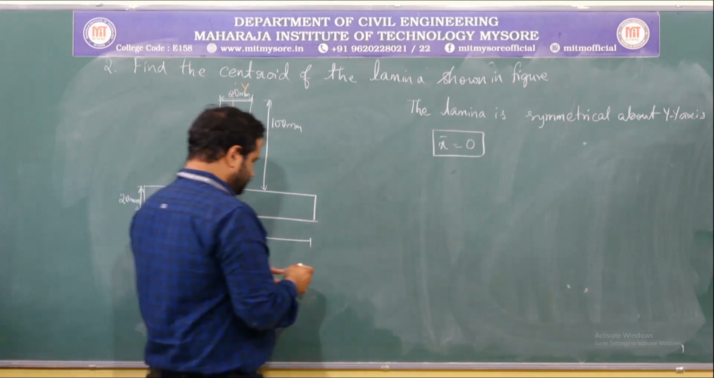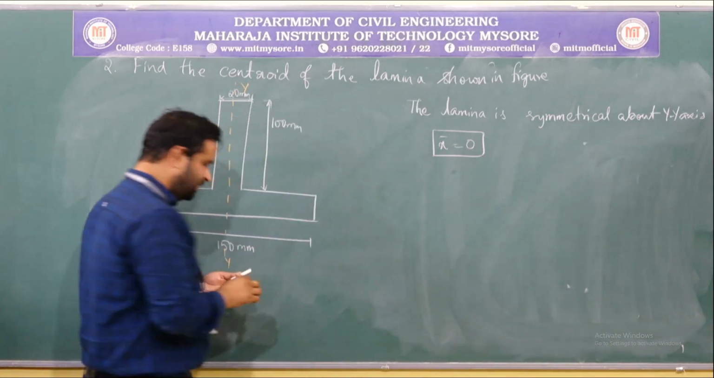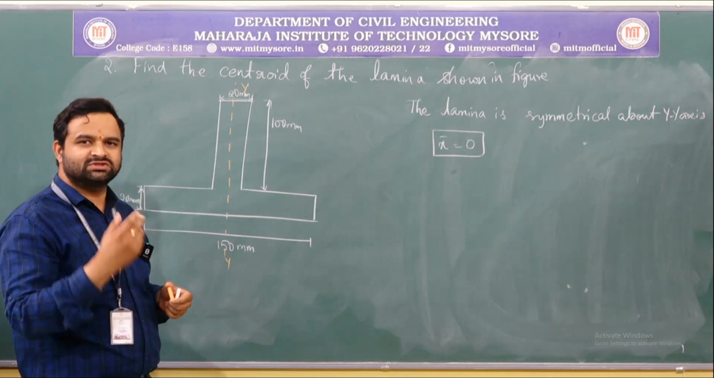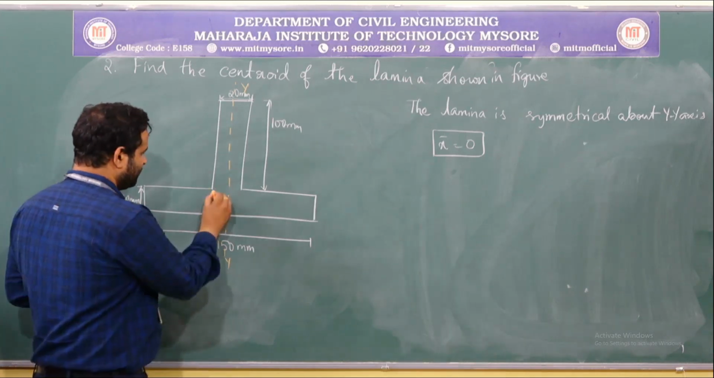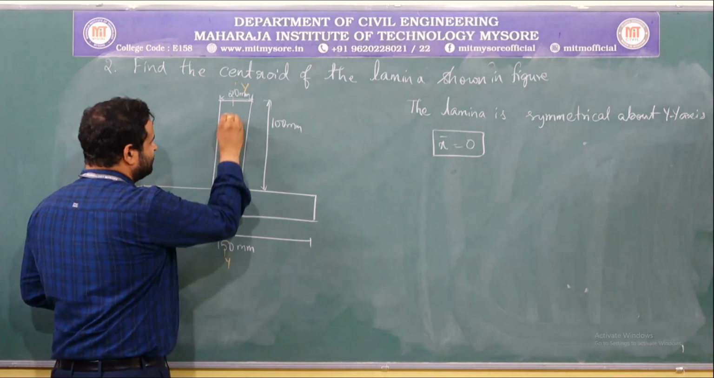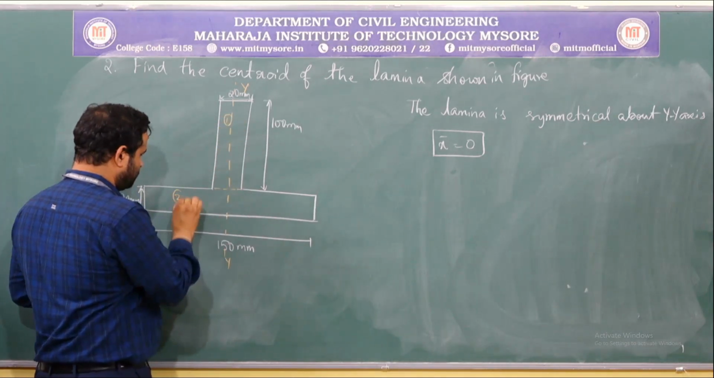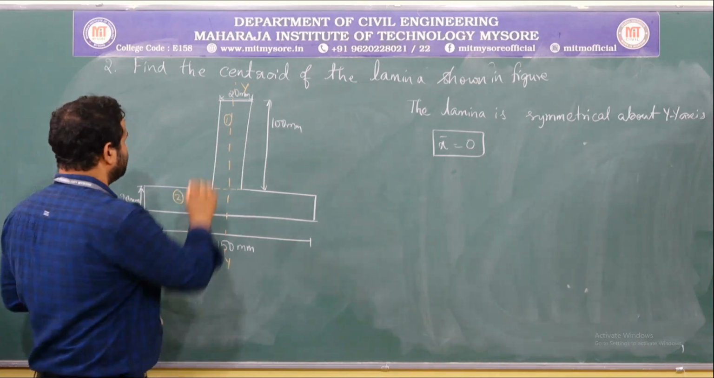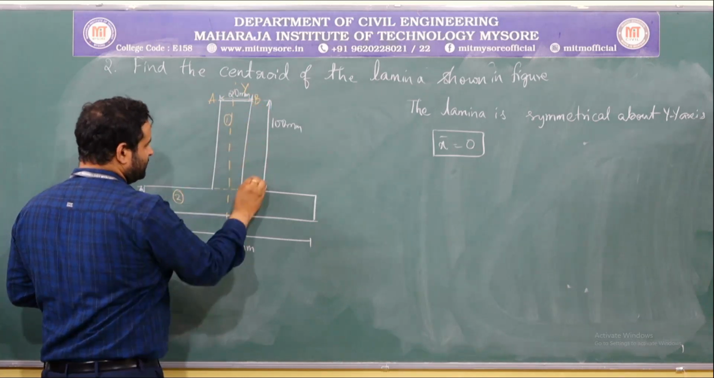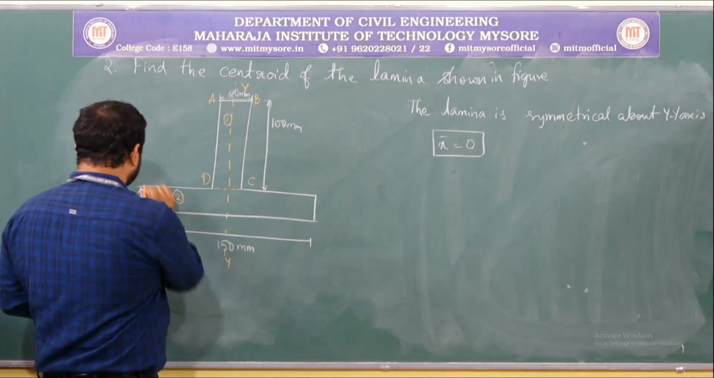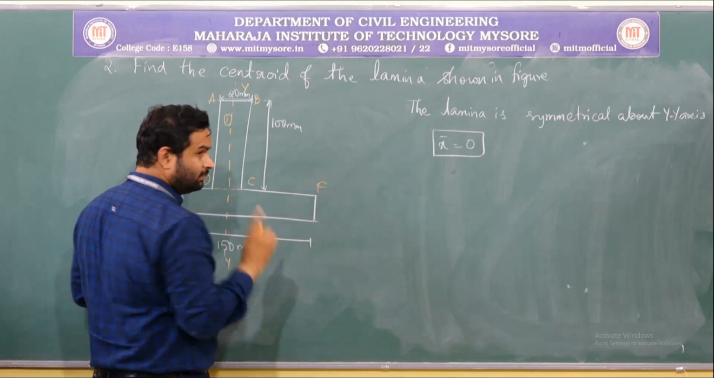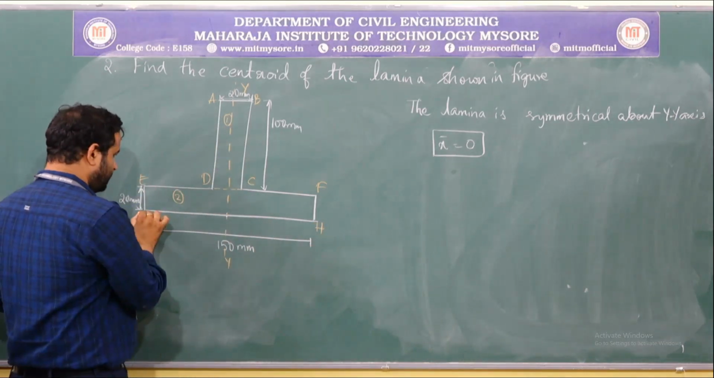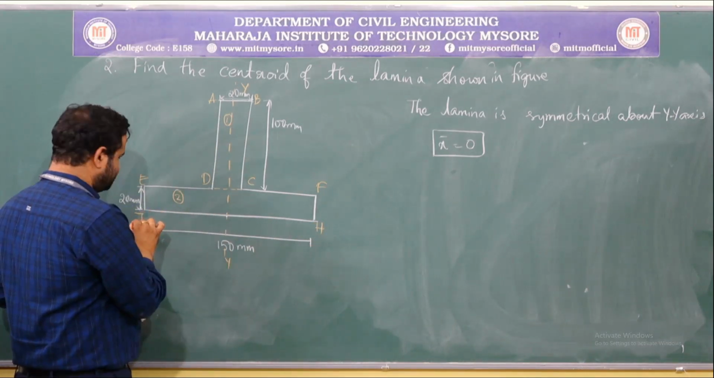Now let us divide this composite section into different regular components whose centroidal values are known to you. So if I divide this, this will be number 1 and this will be number 2. Rectangular component 1, rectangular component number 2, and let me write A, B, C, D, E, F. I am not using G because it is to be used for centroid, H, and I.